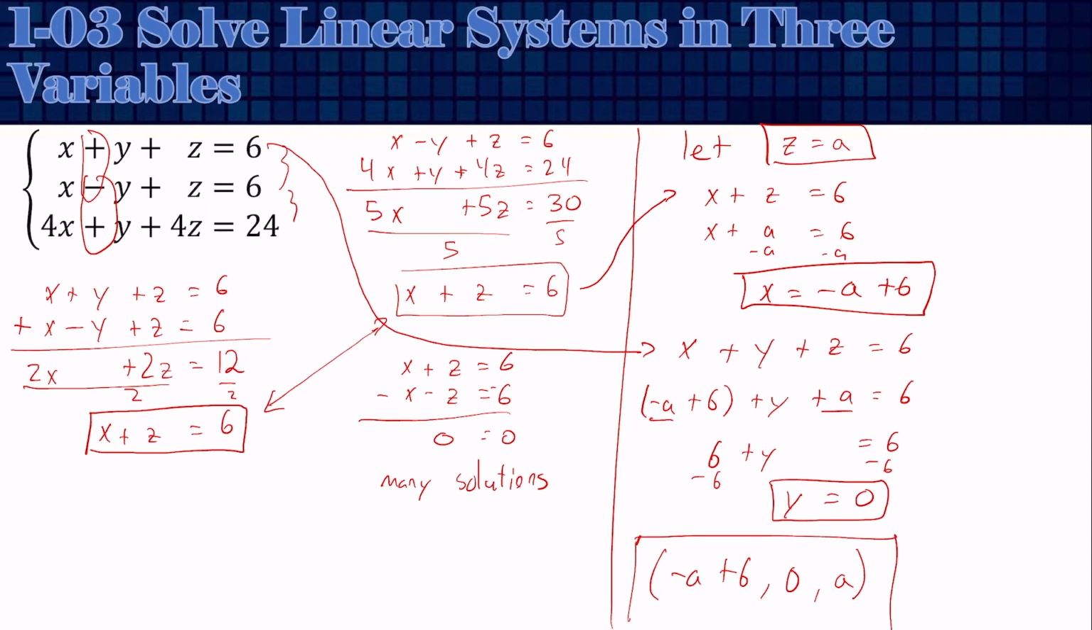Why didn't we do that for 2 variables? Because we already did. The equation of the line was all the points on that line. So you just found points on the line, those were solutions.